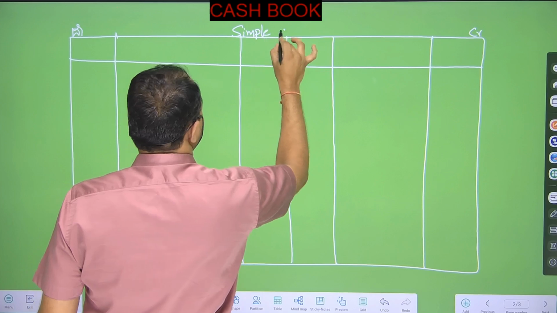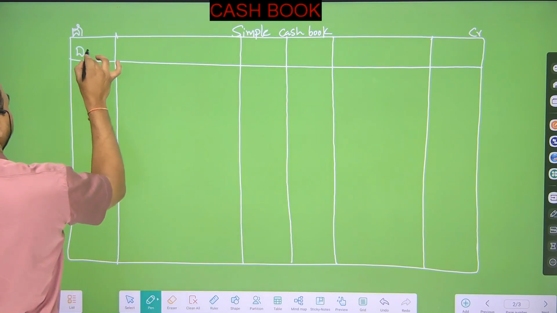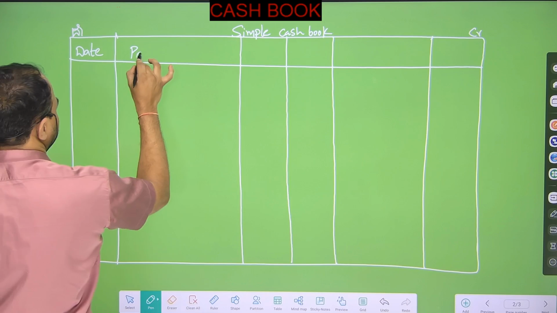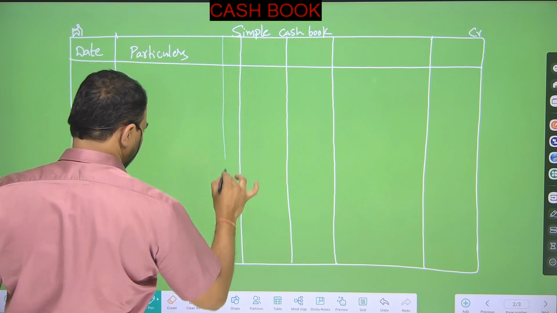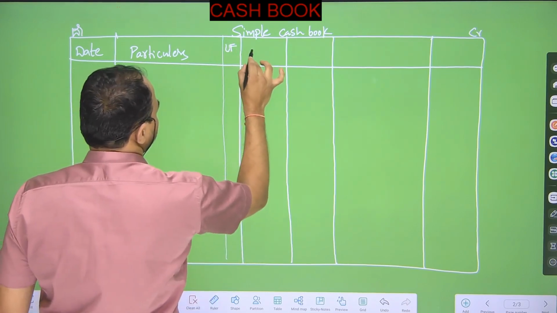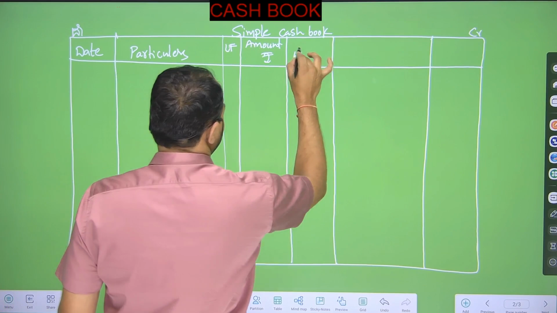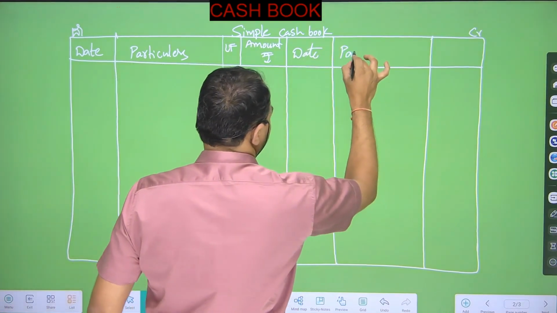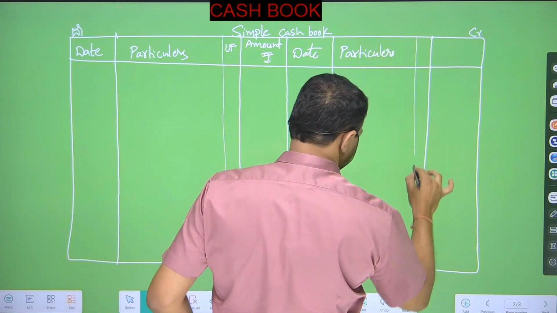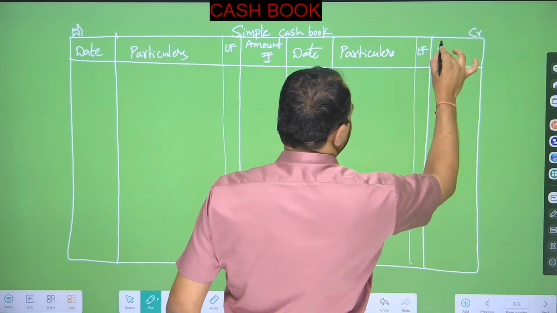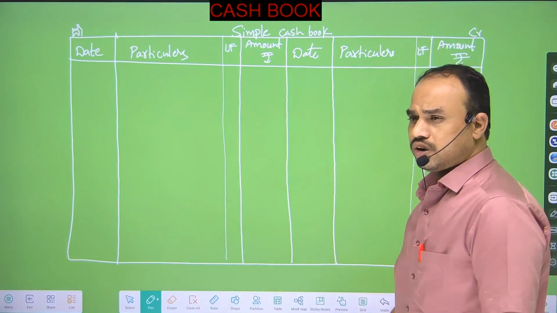So simple cash book, heading we have to write, and here date, particulars, here we have to write LF column, that is ledger folio, and here amount. So date, particulars, LF column, and amount. So this is the format of single column cash book or simple column cash book.